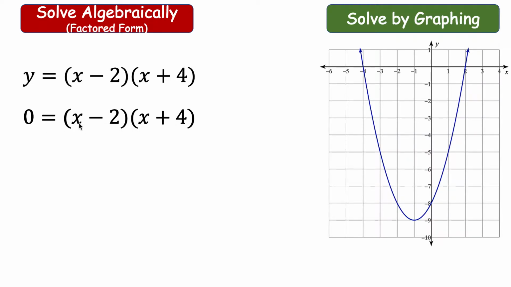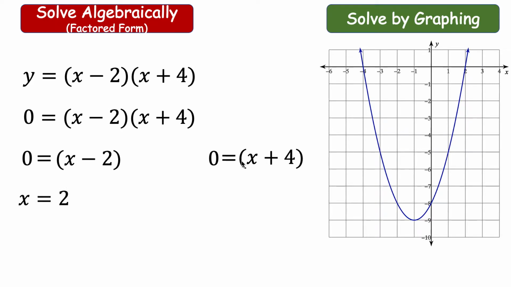Then we figured out, okay, if two things are being multiplied and they equal 0, then each part must be equal to 0, because 0 times anything is equal to 0. And then we solve these out. They're in parentheses, but you can just drop those. So plus 2 and then minus 4 here. You get x equals 2, x equals negative 4. And then those were our x-intercepts, okay?